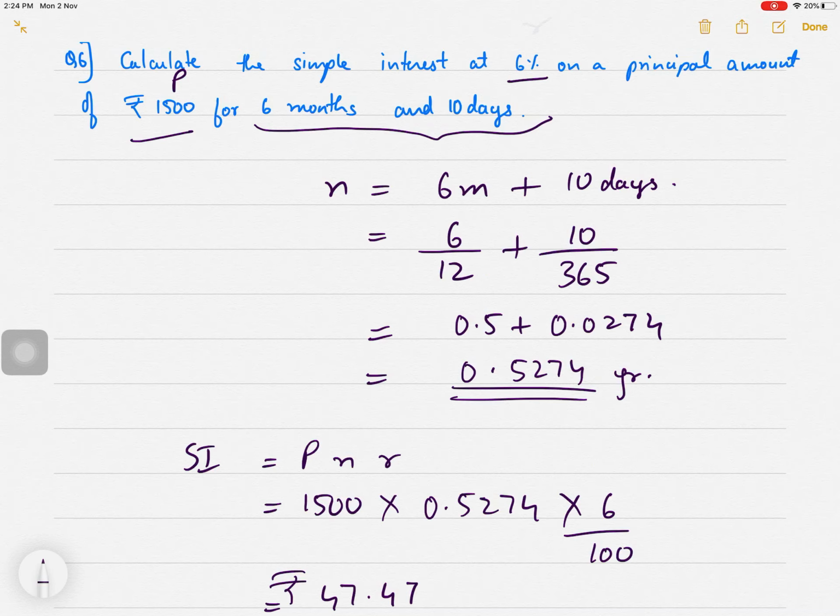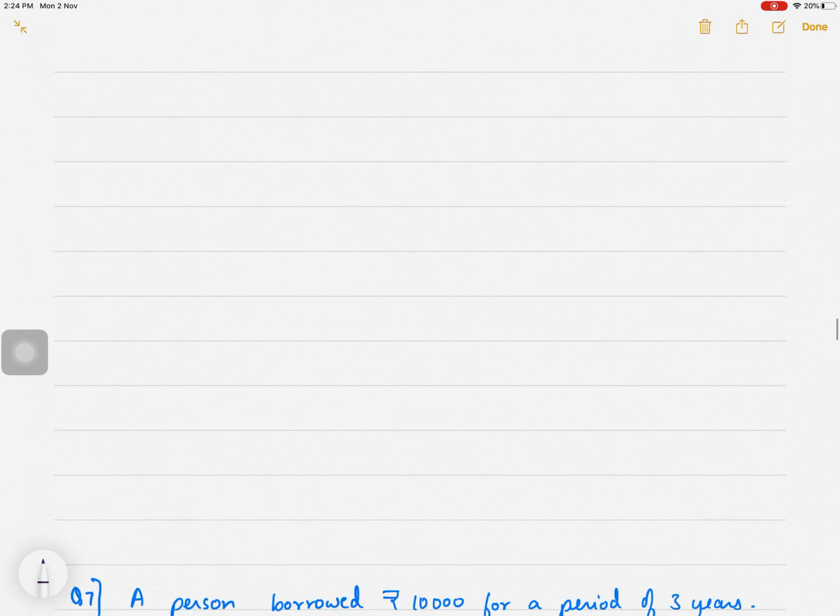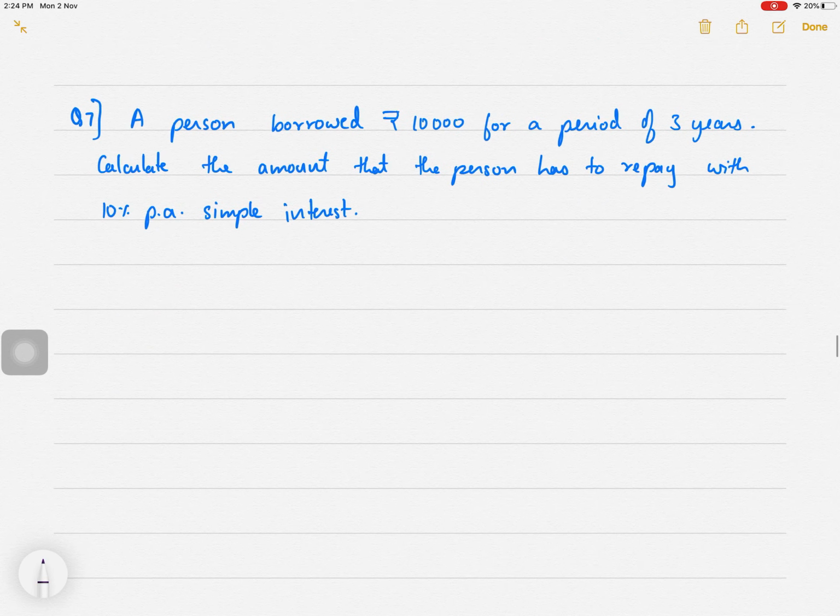Now let's see the next question. A person borrowed 10,000 for a period of 3 years. Calculate the amount that the person has to repay with 10% simple interest. Okay, this is the principal. A person borrowed 10,000, so 10,000 is the principal. Period is 3 years, that means n is 3, and rate of interest is 10% per annum.